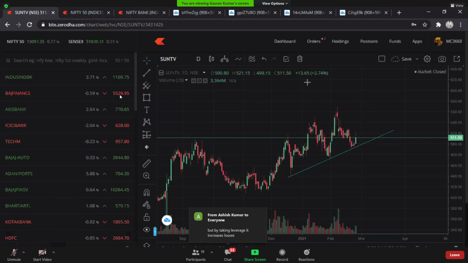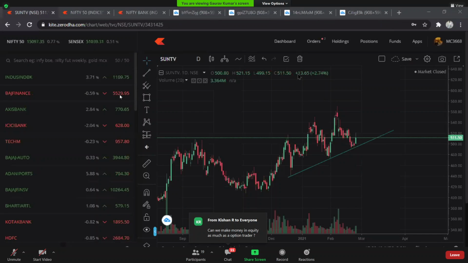But taking leverage increases losses. So take leverage wisely. The reason is that you plan your exit before planning your entry. First you need to have a fixed loss limit before having a fixed win limit. So take leverage accordingly. What you can afford to lose, that much leverage is what I'm going to use.